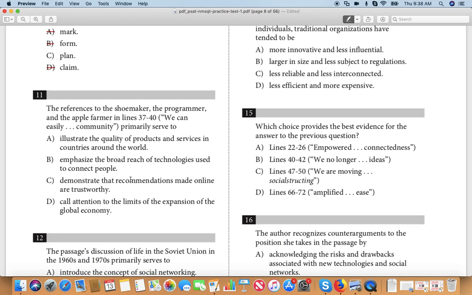Try answer choice B. Emphasize the broad reach of technologies used to connect people. Do the references to the shoemaker, the programmer, and the apple farmer in those lines emphasize the broad reach of technologies used to connect people?